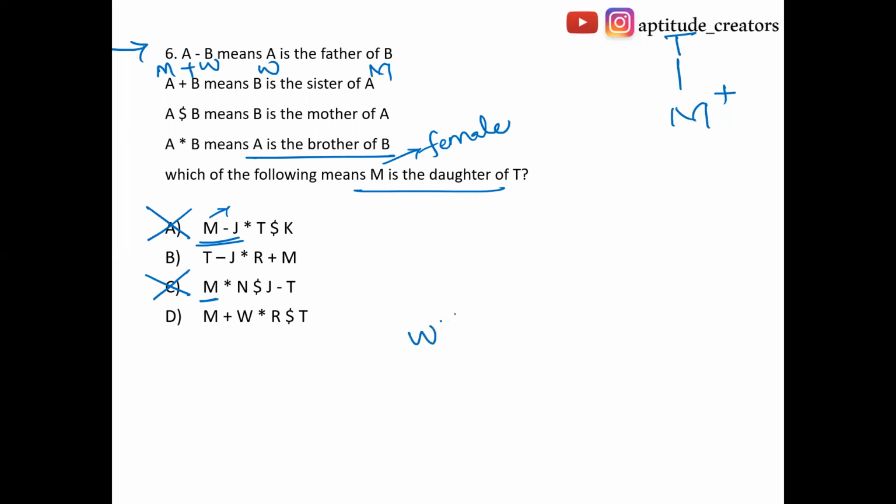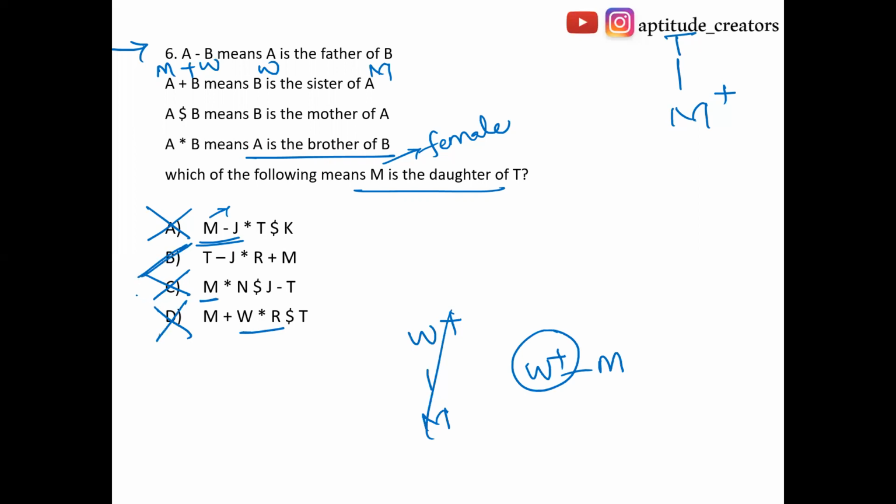Okay, W is the sister of M. Sorry, W is the sister of M. W into R. What is W into R? W is the brother of R. Already here M is a sister, and W is a sister. How is it possible? I can eliminate option D. Now, can I fix my answer as option B?